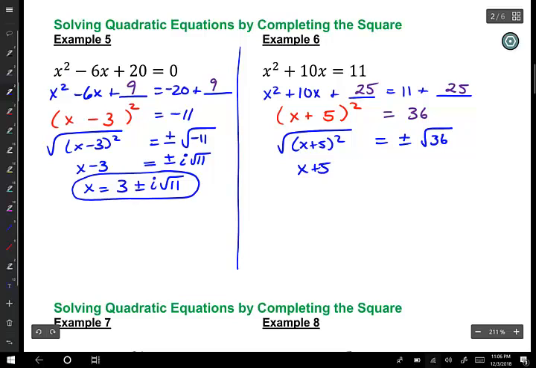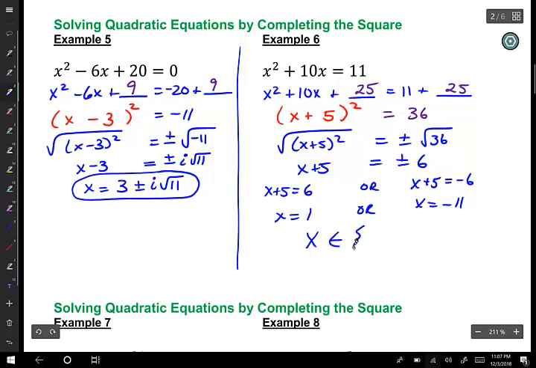So I've got x plus 5 equals plus or minus 6. Now I'm going to solve this and get x plus 5 equals 6, or x plus 5 equals negative 6. I'm going to subtract 5 from both sides, so x equals 1, x equals negative 11, and so my answer is x as an element of the set of numbers negative 11 and 1.